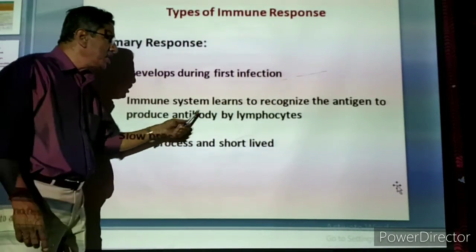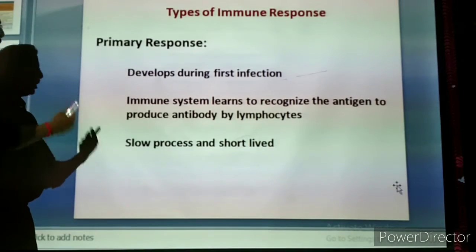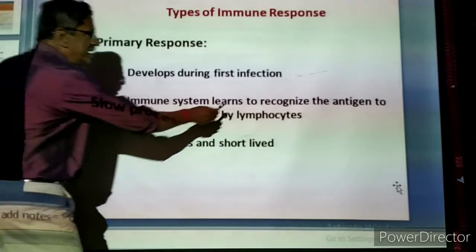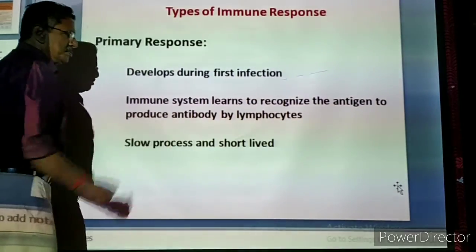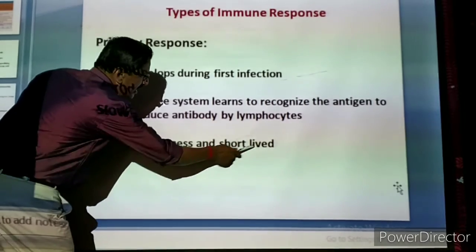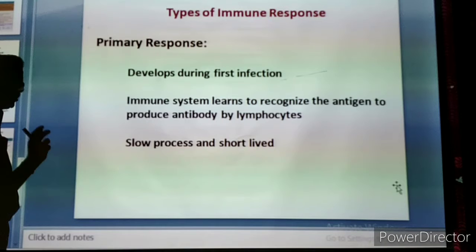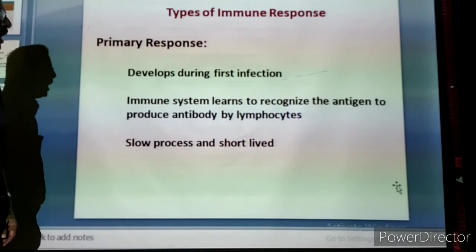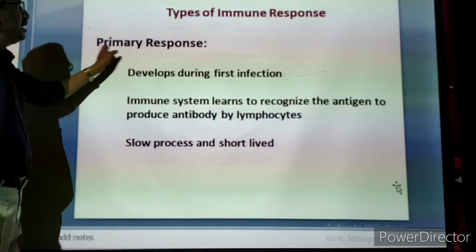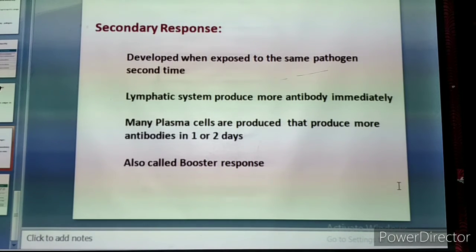Antibodies are produced by the lymphocytes. Lymphocytes are white blood cells. It will take time for learning, and it will take time for production. So it is a very slow process and short lived, maybe 3 days, 4 days, 5 days. After that it will become more active. This is called the primary response, the first initial response. Then we are going to study the secondary response.